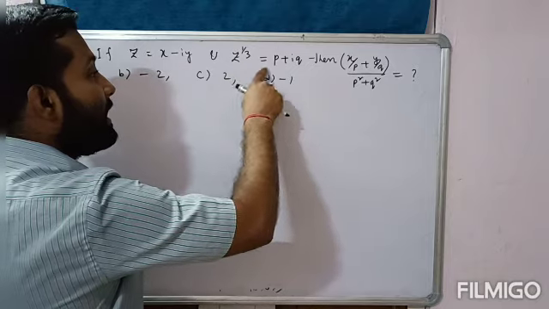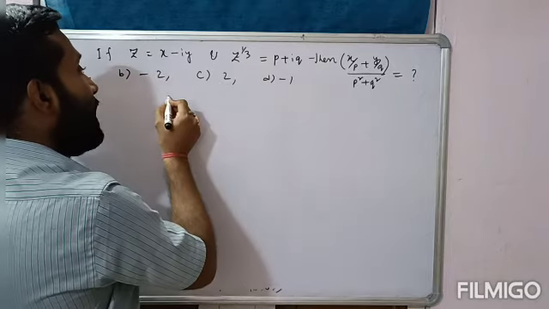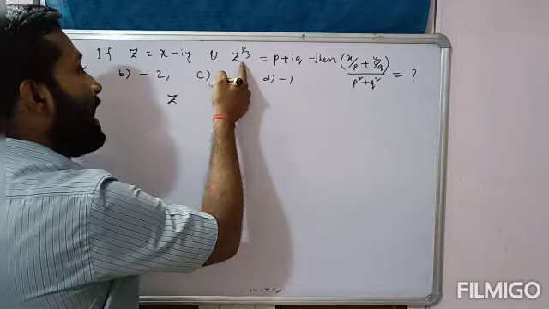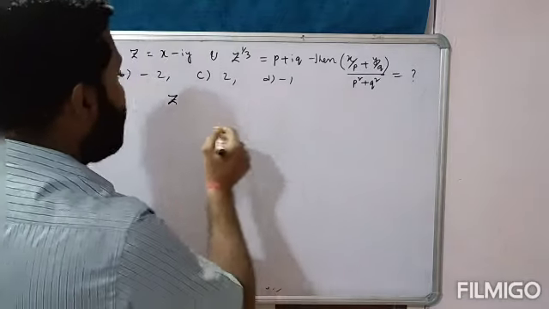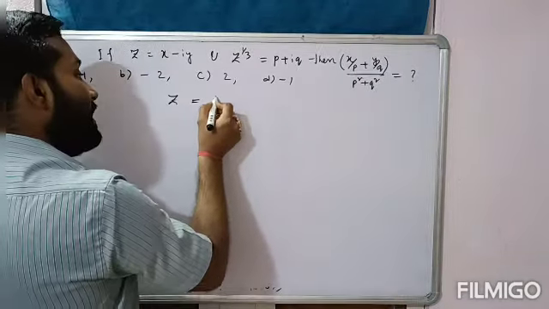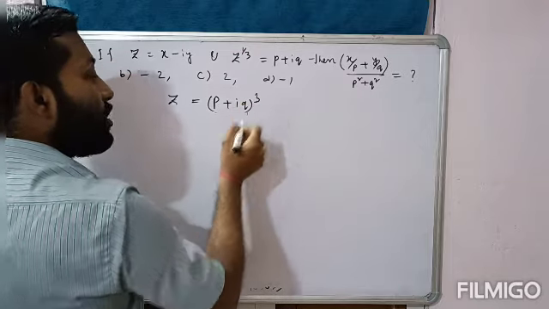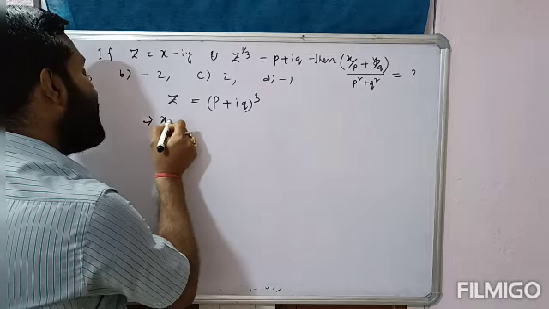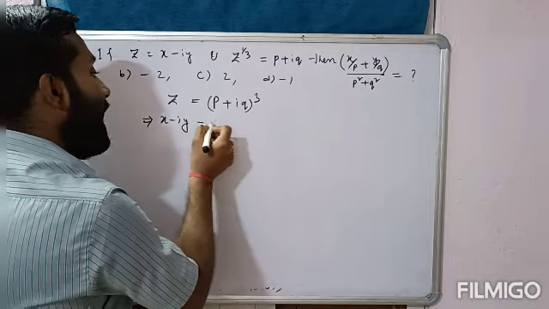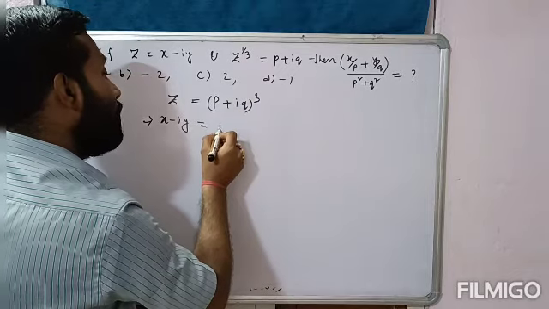और सेकेंड जो कंडीशन दिया गया है दैट इज z to the power 1 by 3 equal to p plus iq. So since z to the power 1 by 3 is equal to p plus iq, cubing on both sides, we can write z equal to p plus iq whole cube. Yes. So now substitute the value of z, which is given x minus iy, and then expand the right hand side by applying a plus b whole cube formula.